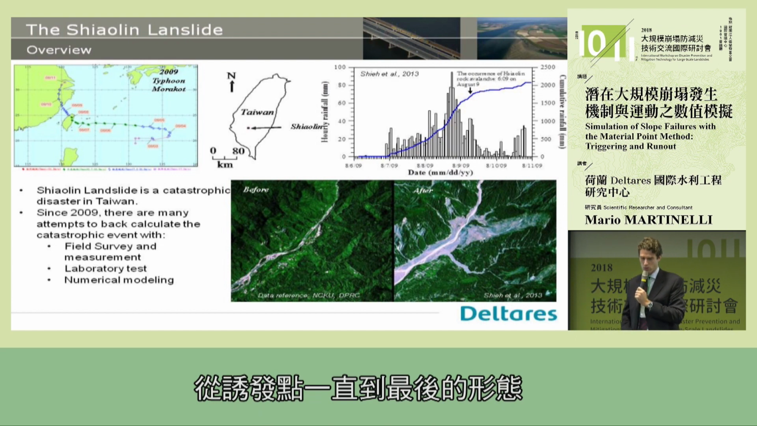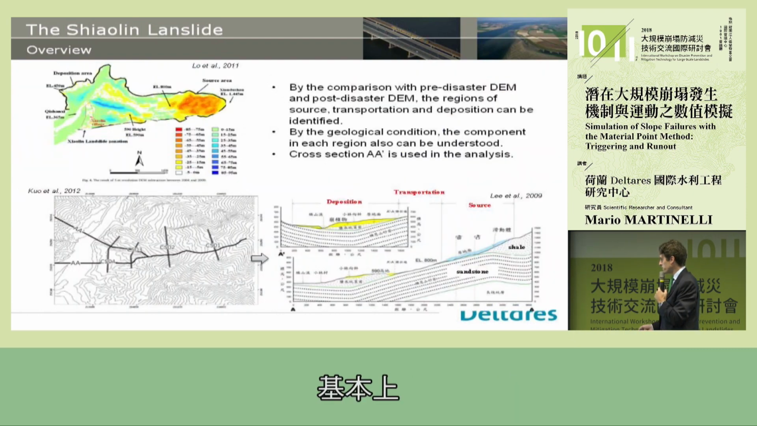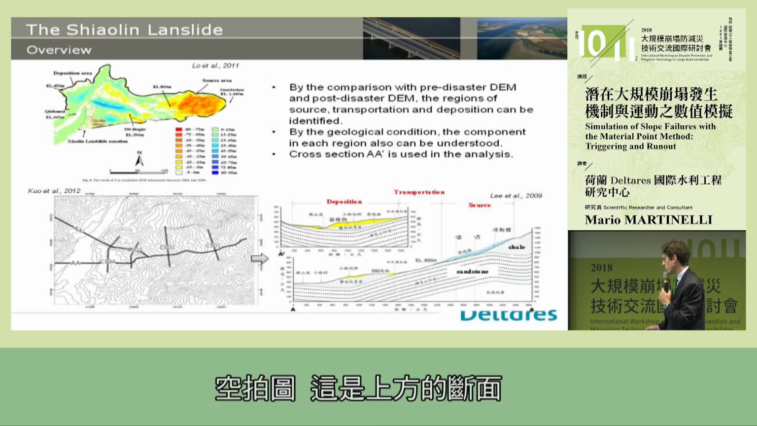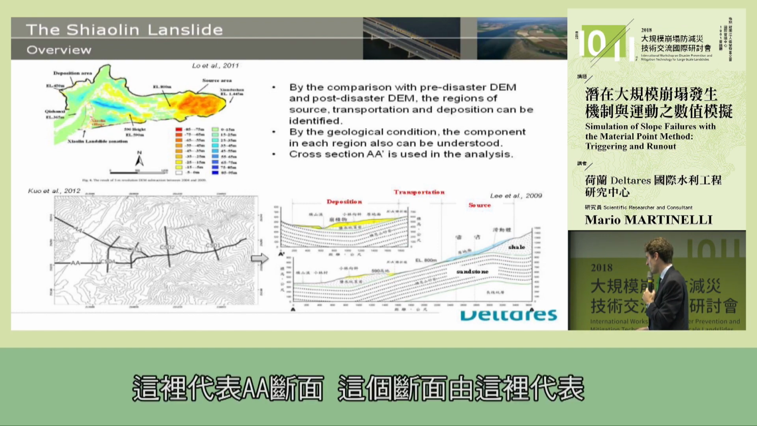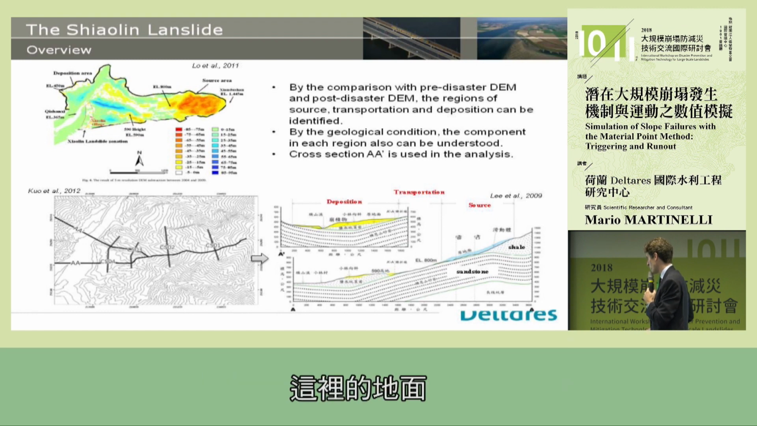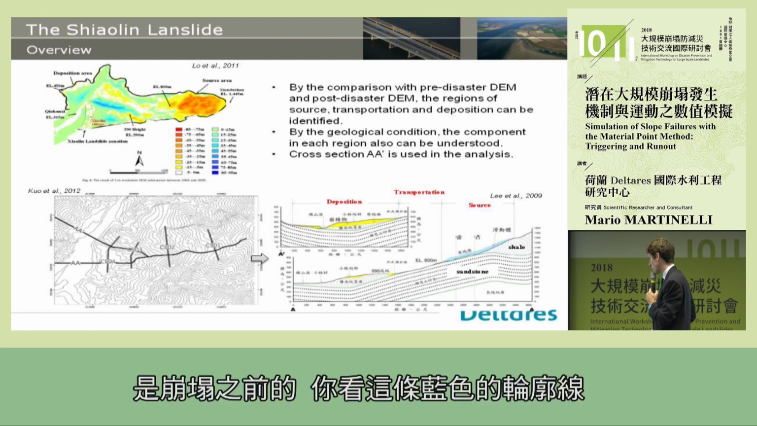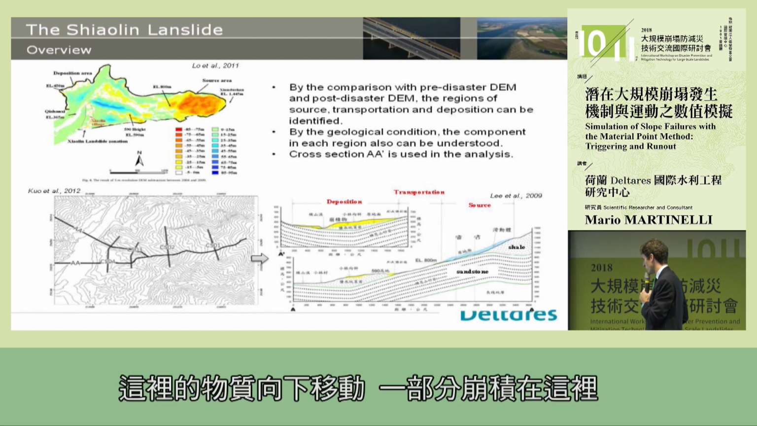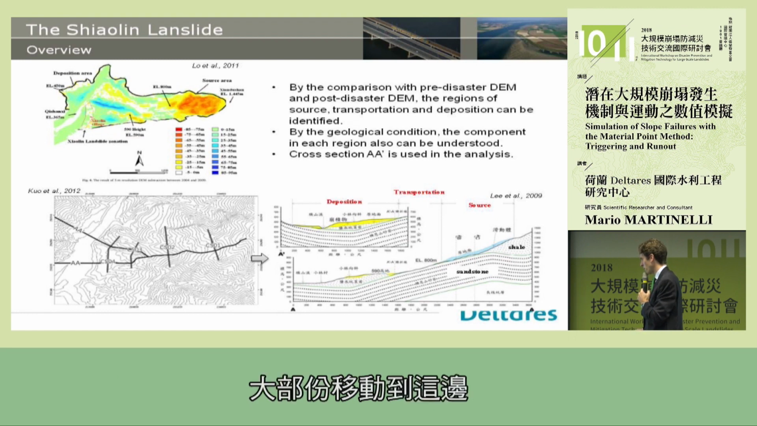So going from the triggering point all the way to the final configuration. Here this is the map from the top. Then you see this is some cross-section. So the cross-section AA is represented here, and then this is another cross-section represented here. You see, this is the ground level before the landslide. So you see the blue contour here. And this part of the material moves downwards, part depositing here, but most of the material is moved on this side.